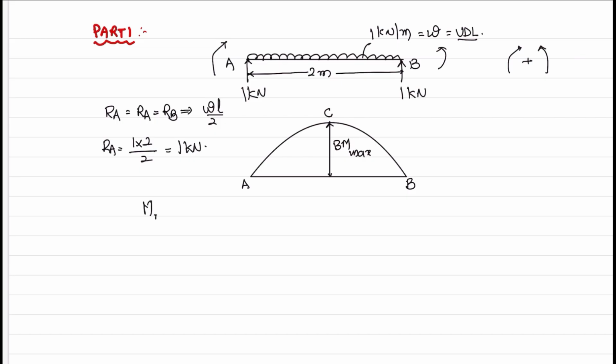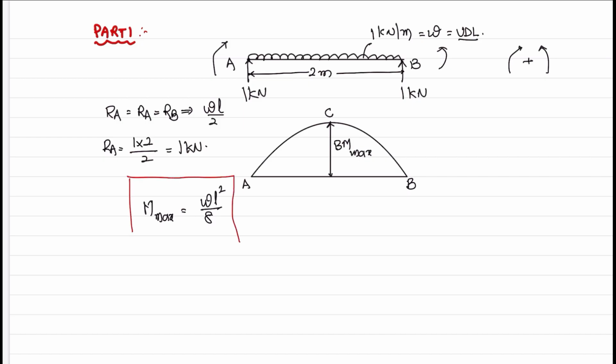Therefore, M maximum is equal to WL square by 8. Please remember this formula. For a simply supported beam with UDL in this form, the maximum bending moment is equal to WL square by 8. I will discuss the bending moment values when I calculate the bending moments, and definitely I will give all the values for different types of loadings.